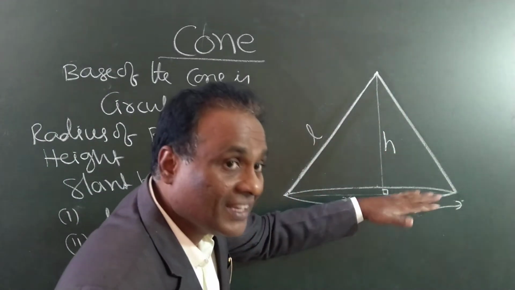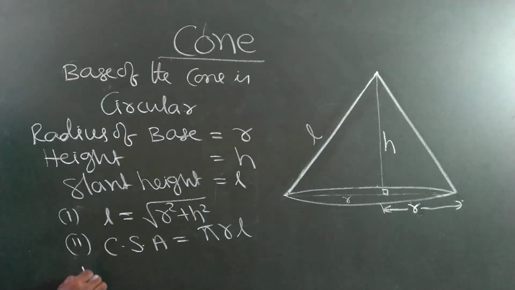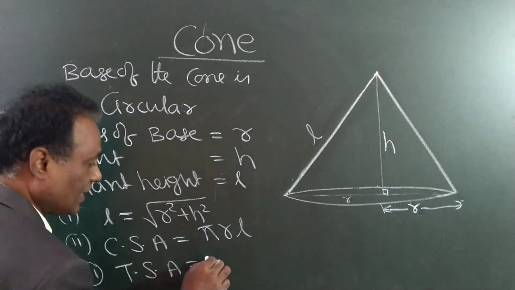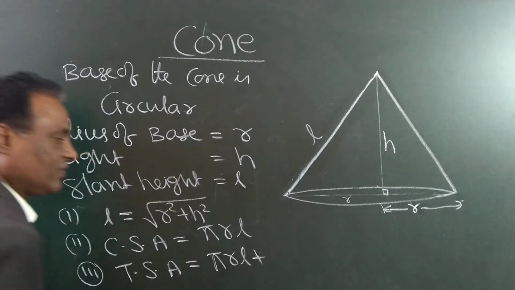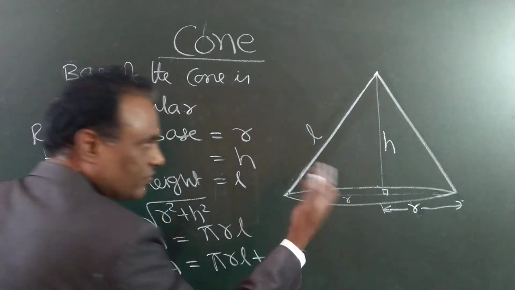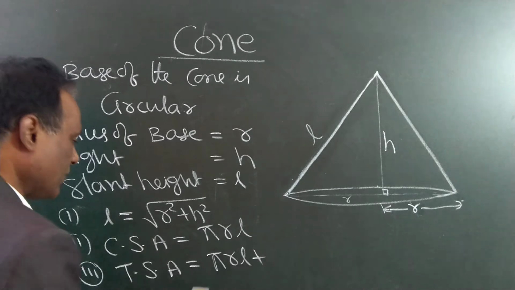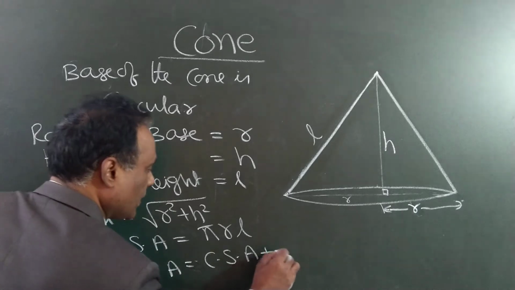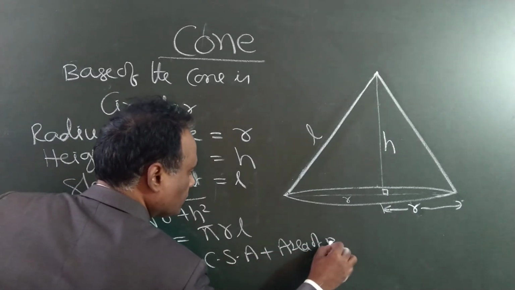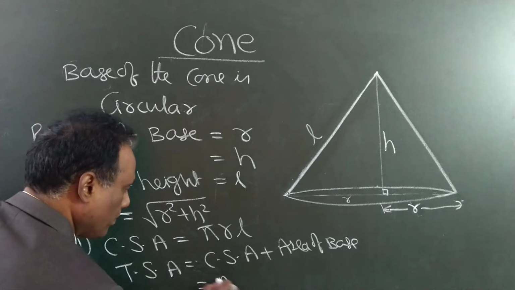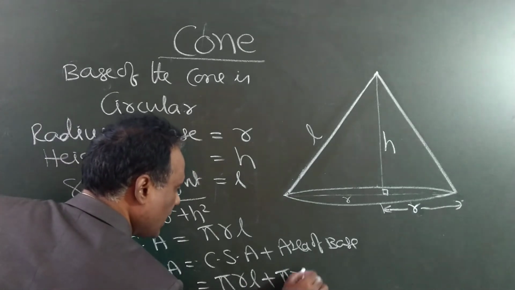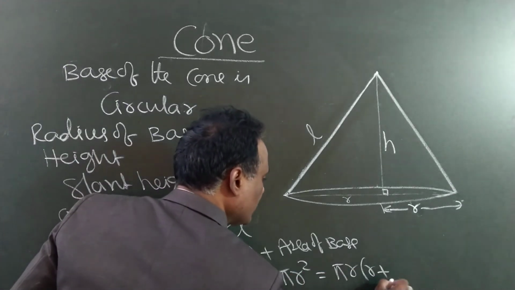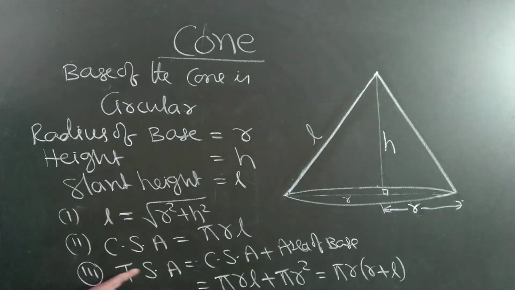If you add the base, it is called the total surface area. Total surface area is equal to curved surface area plus area of base. The base is a circle, and the circle area is pi r square. So that is pi R L plus pi r square. Even if you take pi r common, it is pi r into R plus L. Remember this formula for total surface area.